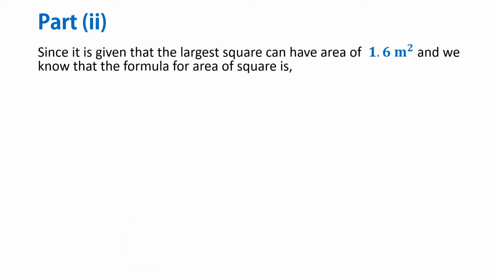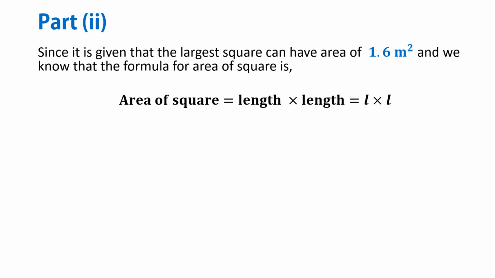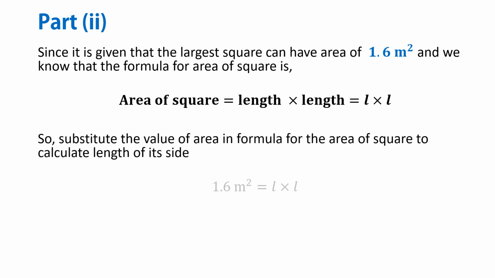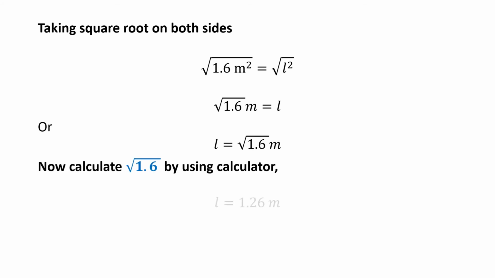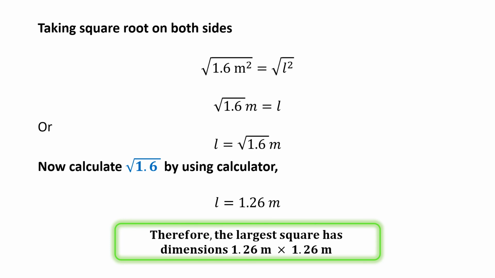Part 2. Since it is given that the largest square can have an area of 1.6 meters square, we know that the area of a square is equal to length multiplied by length. So, substitute the value of the area in the formula for the area of a square to calculate the length of its side, as shown in the steps. Taking the square root on both sides as shown. Then calculate the value of the square root of 1.6 by using a calculator. Therefore, the largest square has dimensions of 1.26 meters by 1.26 meters.